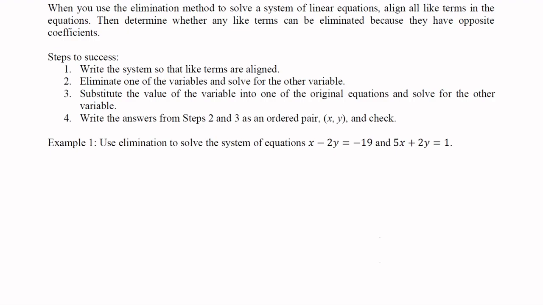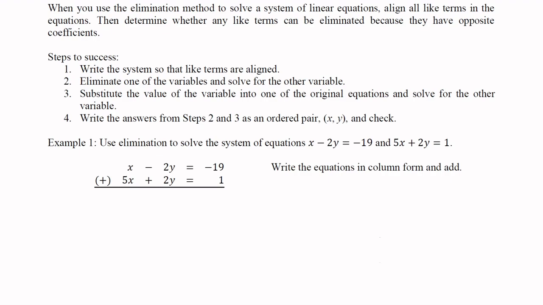So let's use elimination to solve the system of equations here. What you're going to do first is write the equations in column form, and then we're going to add them because we have negative 2y and positive 2y. And when we do that, we're going to get x plus 5x, which gives us 6x. Our two y's cancel, and we have negative 19 plus 1, which is negative 18. So notice that the variable y is eliminated.